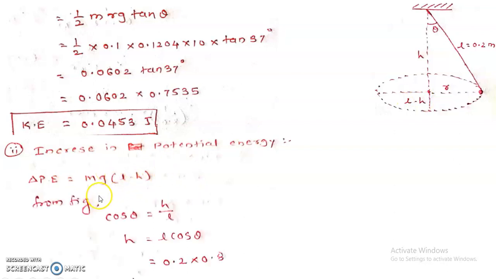Now pay attention. From the figure we can find cos theta. Cos theta is adjacent side h divided by hypotenuse L. So h is L cos theta. L is 0.2, cos theta is 0.8, so we get h as 0.16. That h we have to substitute here. L is known, 0.2, and by solving this we get the potential energy. Let's see the calculation.